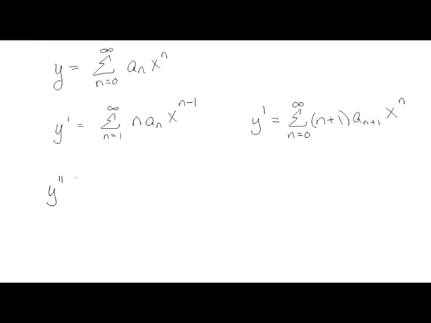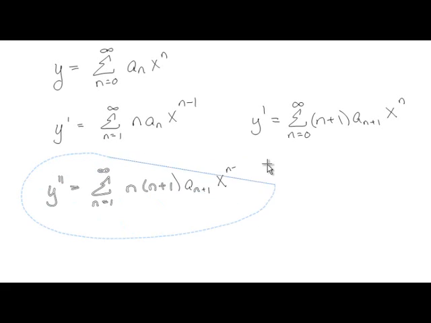Now for y double prime, I'm actually going to double prime this guy so that my indices are that much easier. I don't have to, but I'm just going to. n equals 1 to infinity. The n comes out front. n plus 1, a n plus 1, x to the n minus 1.